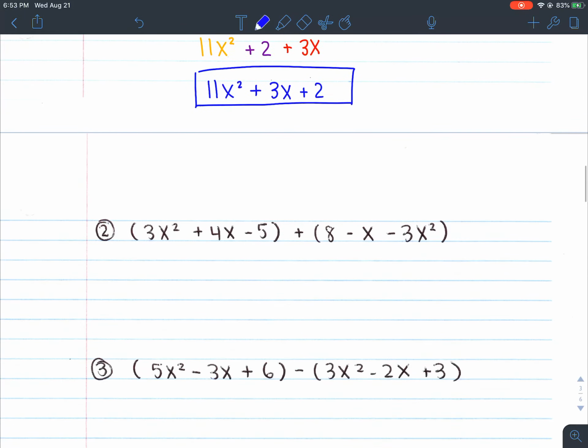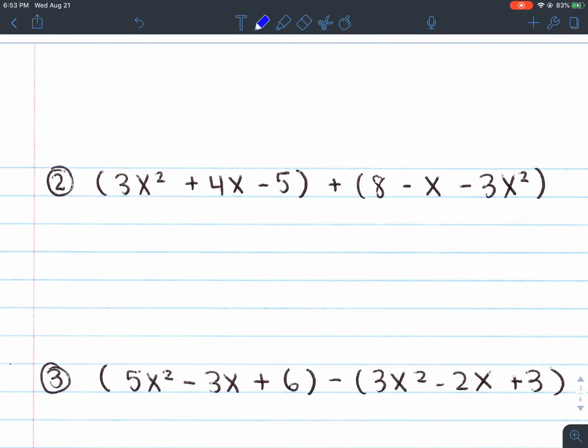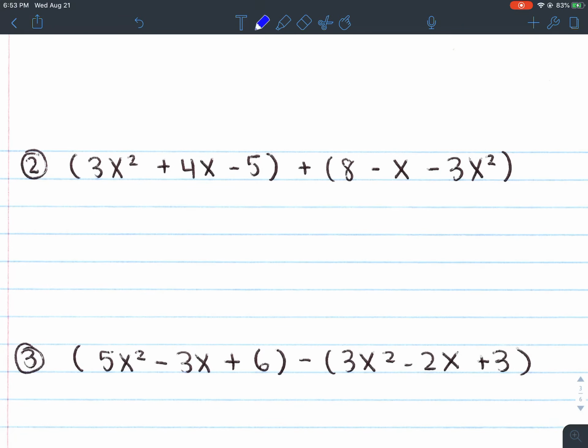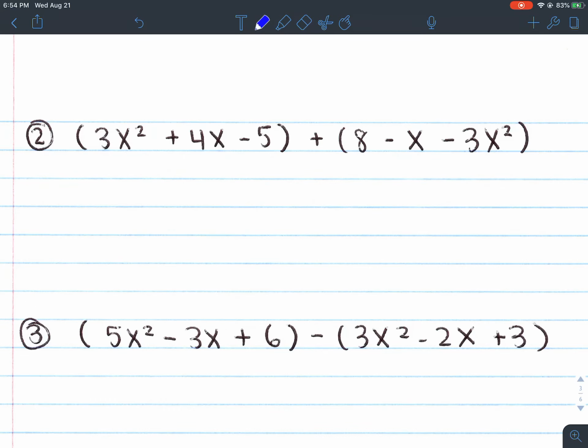So hopefully that wasn't too bad. Number 2, we have 3x squared plus 4x minus 5 plus 8 minus x minus 3x squared. So hopefully you are taking notes and you have them pre-printed, or you're going to have a lot of writing to do. So make sure you are taking notes, because if you're not taking notes, you're wrong.